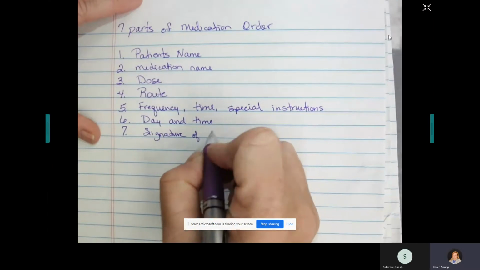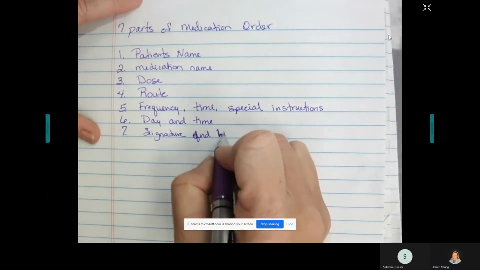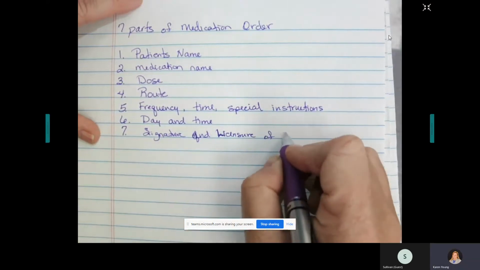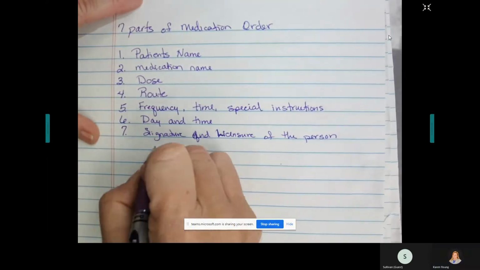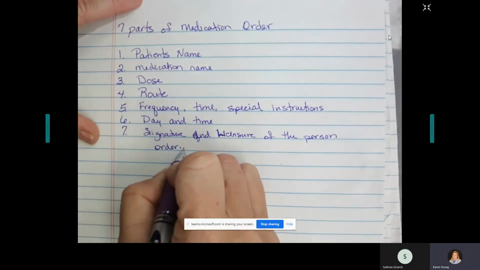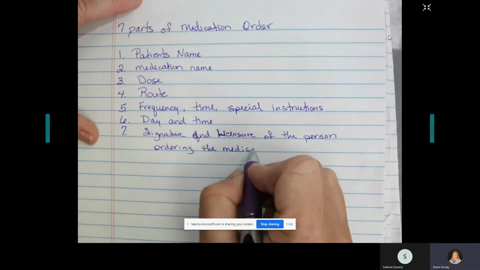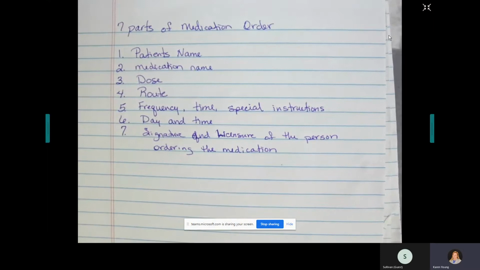and licensure. Now I'm not going to be able to write. Of the person ordering the medication. Okay, so signature and licensure of the person ordering the medication.